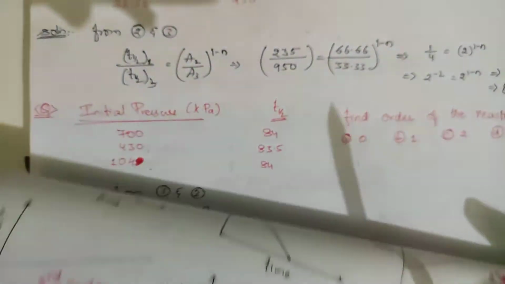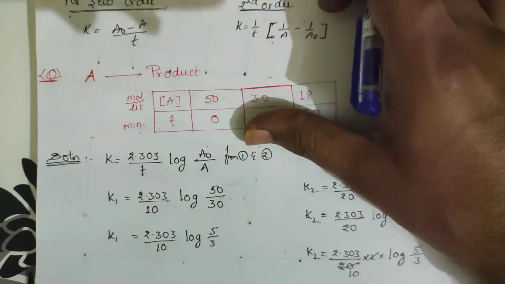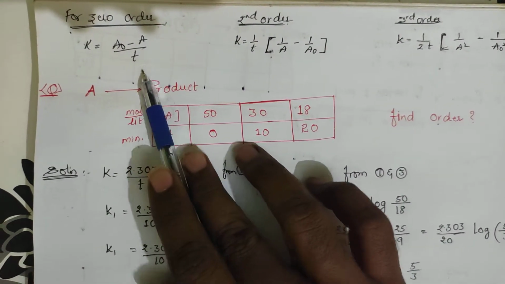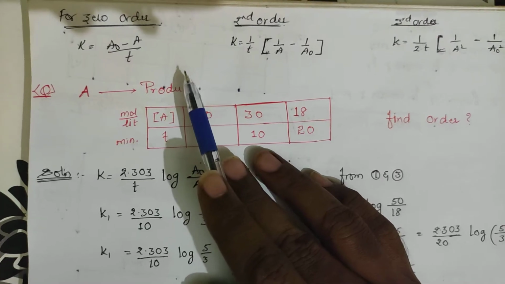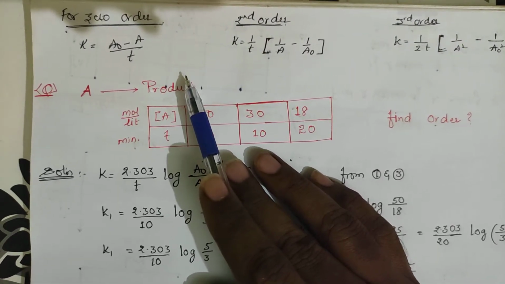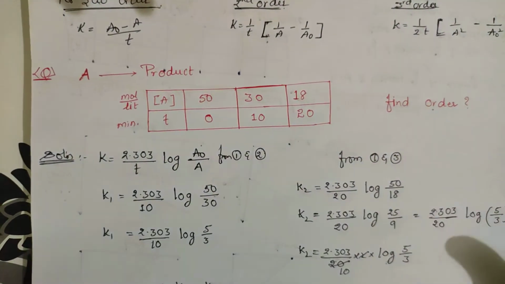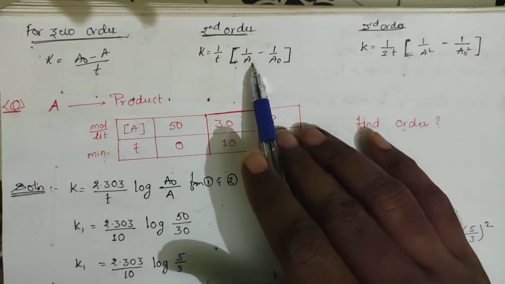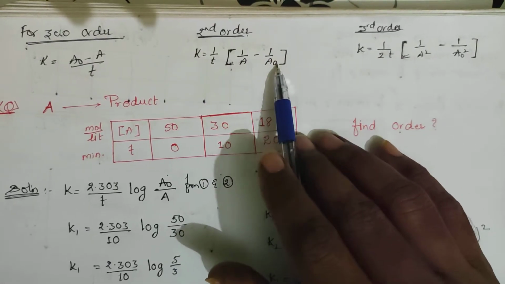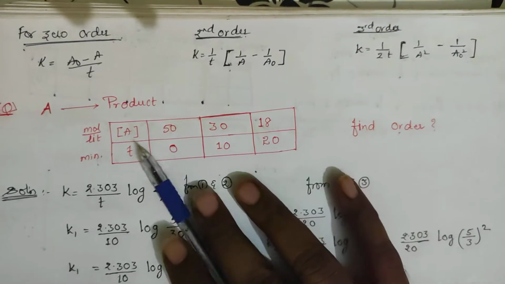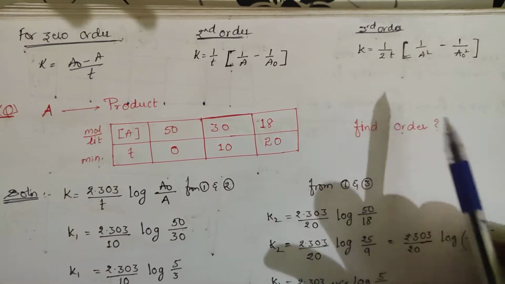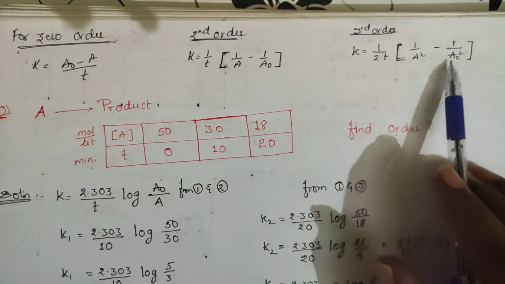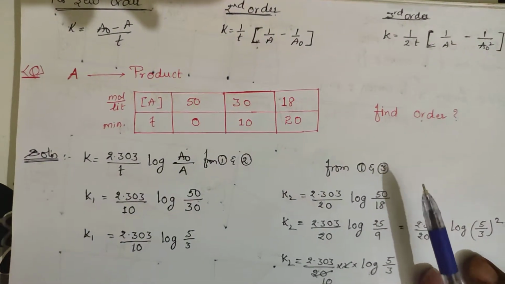For zero order, k is equal to (A0 minus A) by t. For first order, k is equal to 2.303 by t log of the initial concentration of the reactants by the final concentration of the reactants. If it is second order, k is equal to 1 by t into (1 by A minus 1 by A0). A is nothing but the amount of the substance that has remained. Third order means k is equal to 1 by 2t, (1 by A square minus 1 by A0 square). So by using these values, you will be finding out the k.